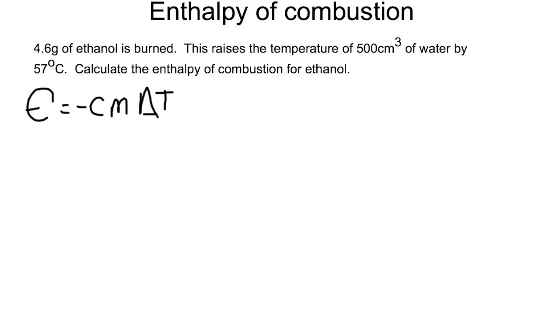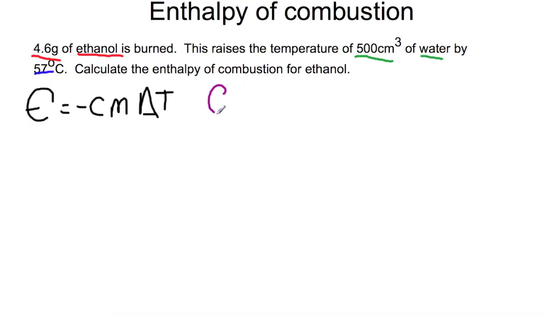So in the paragraph it tells us we have 4.6 grams of ethanol, and this raises the temperature of 500 centimetres cubed of water by 57 degrees. And we are to calculate the enthalpy of combustion for ethanol. So the first thing we're going to do is have a look at calculating E equals cm delta T.